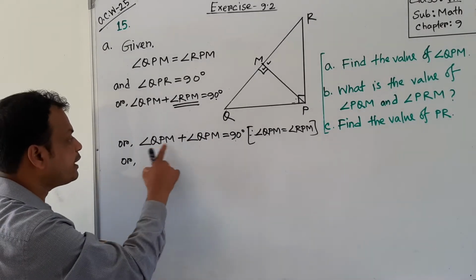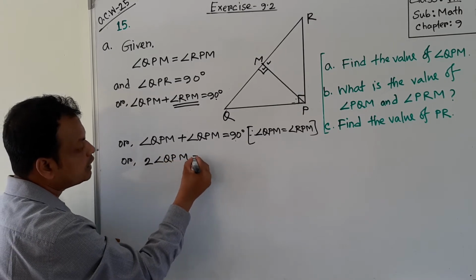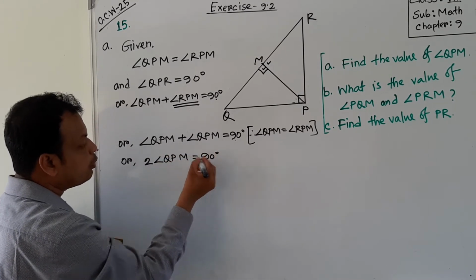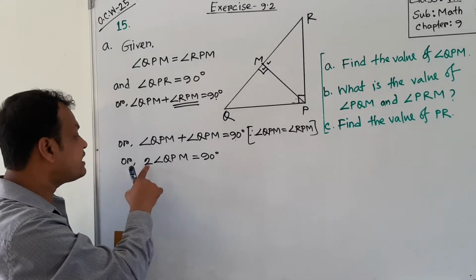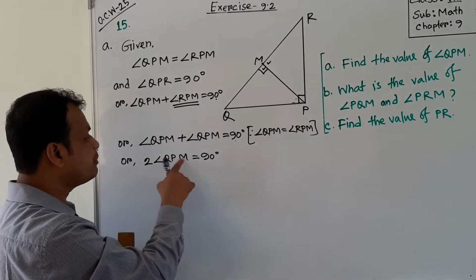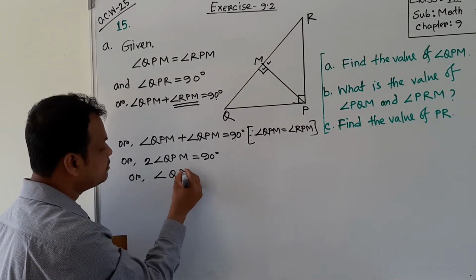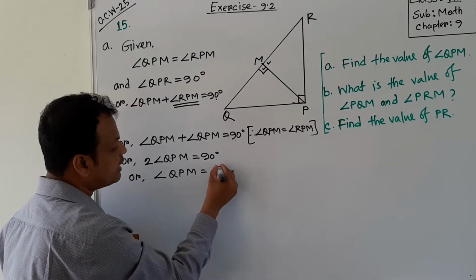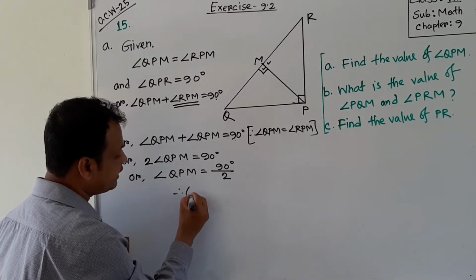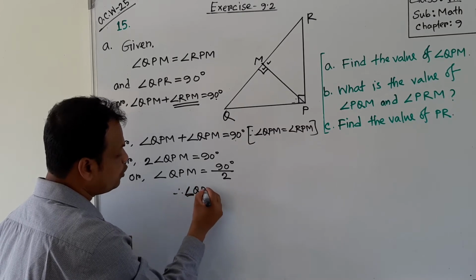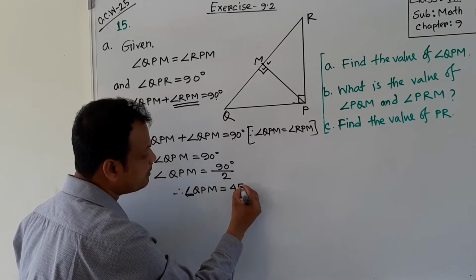So if we add this one, we get 2 angle QPM equals 90 degrees. We have to find the value of angle QPM, not 2. So if we change its side, then it will be divided. Then we will get our angle QPM equals 90 degrees divided by 2. Therefore, angle QPM equals 90 divided by 2, it will be 45 degrees.